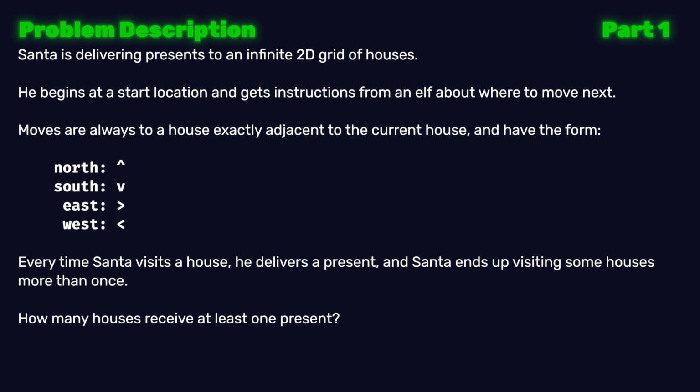In this problem, Santa is delivering presents to an infinite 2D grid of houses. He begins at a start location and gets instructions about where to move next. Moves are always to a house exactly adjacent to the current house that Santa is visiting. The instructions are presented as the 4 cardinal directions using the symbols shown on the screen.